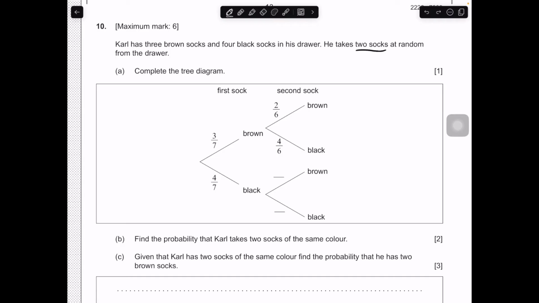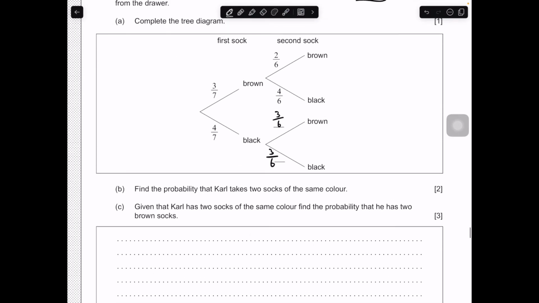Essentially what we have here is non-replacement. We're not putting the socks back. So if he selects a black sock right here, then after that, how many black socks does he have? Well, he only has 3, and he has 1 sock in his hand, so he only has a total of 6. Binary events as well. This should be 3/6 and 3/6. Remember, these need to add to 1.